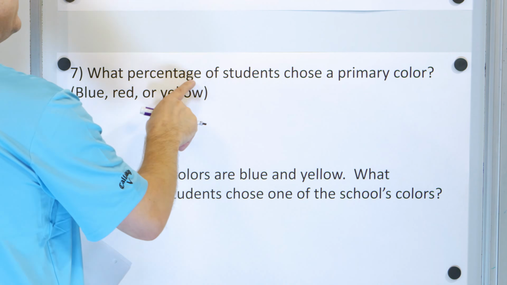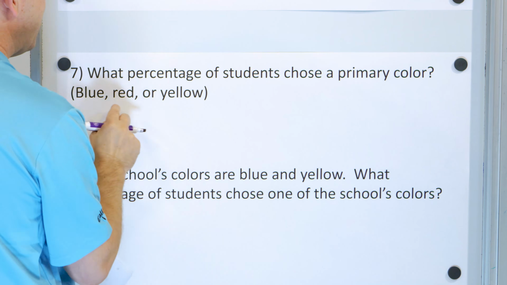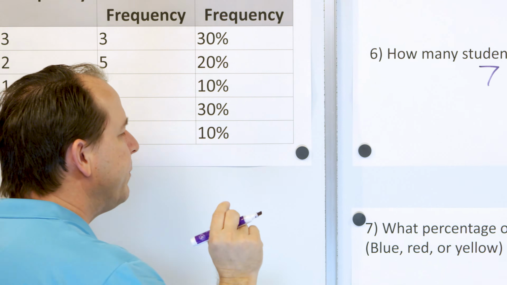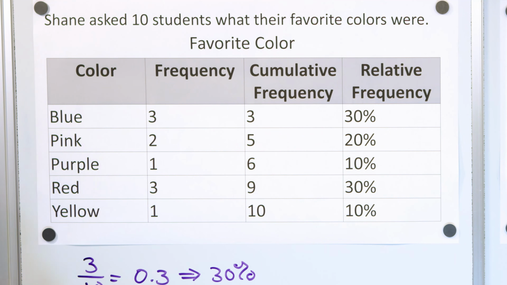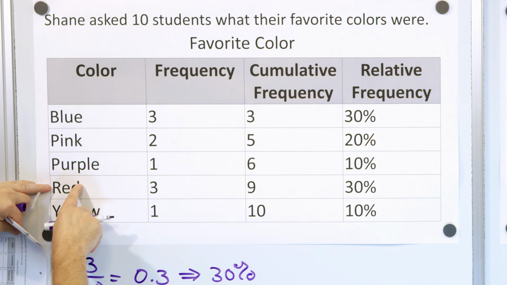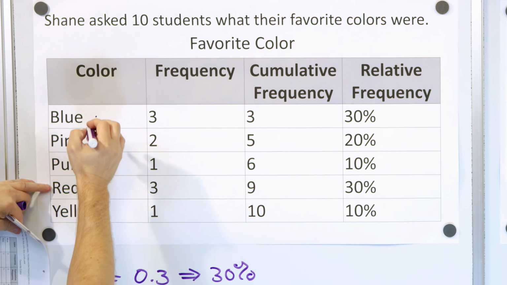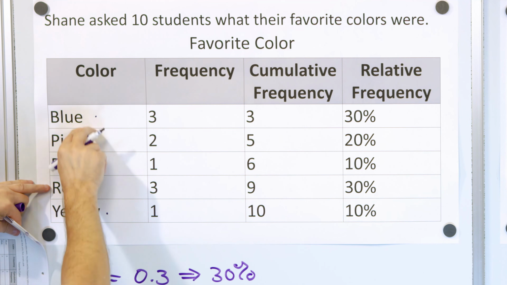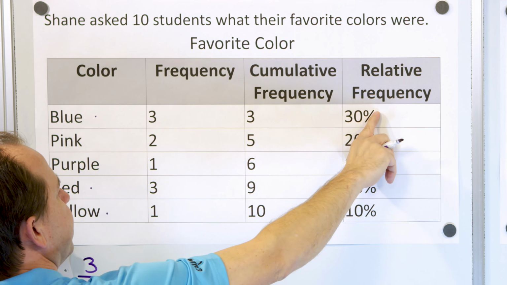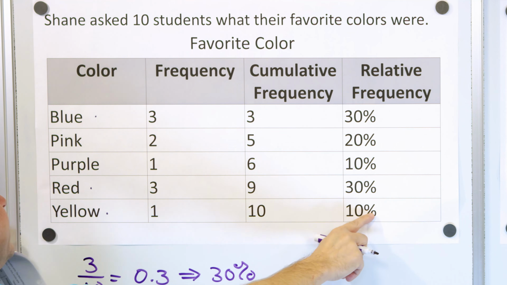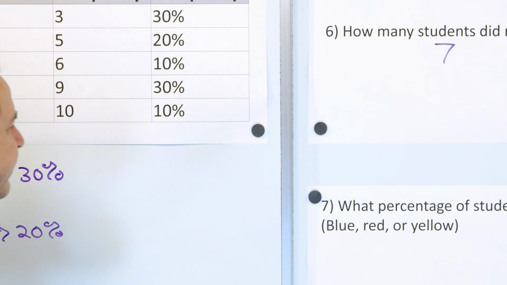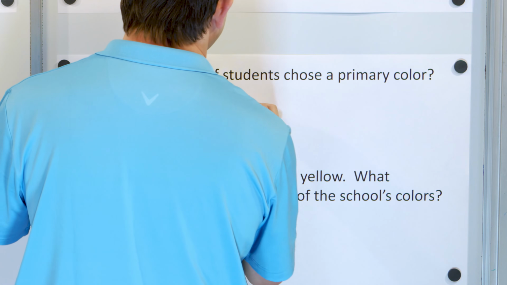Next problem, what percentage of students chose a primary color, which is red, blue, or yellow? What percentage of students chose a primary color, red, blue, or yellow? Red, I'll put a little dot here, blue, red, or yellow. So these 3 here. So it's 30, plus 30 is 60, plus 10 more is 70. 70% chose a primary color. Just add the percentages. 70%.